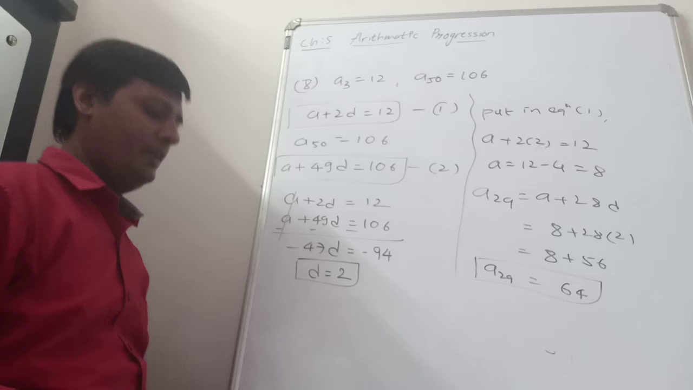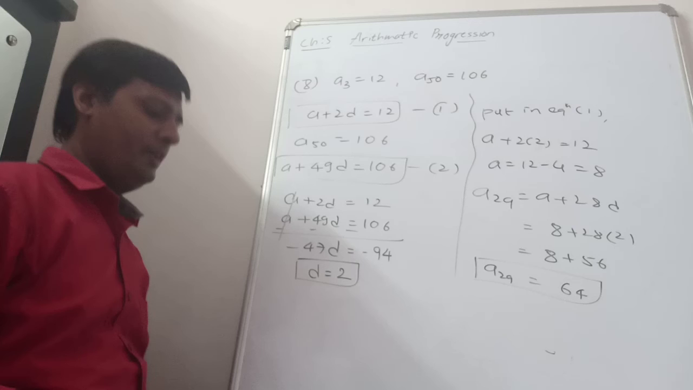We have the D. So put it in equation number 1, so we get A. A minus 4 is equal to 4. So A is equal to 4 plus 4, which is 8.